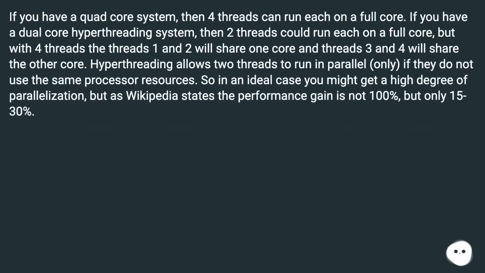If you have a quad-core system, then 4 threads can run each on a full core. If you have a dual-core hyperthreading system, then 2 threads could run each on a full core, but with 4 threads, threads 1 and 2 will share one core and threads 3 and 4 will share the other core. Hyperthreading allows 2 threads to run in parallel, only if they do not use the same processor resources. So in an ideal case, you might get a high degree of parallelization, but as Wikipedia states, the performance gain is not 100% but only 15 to 30%.